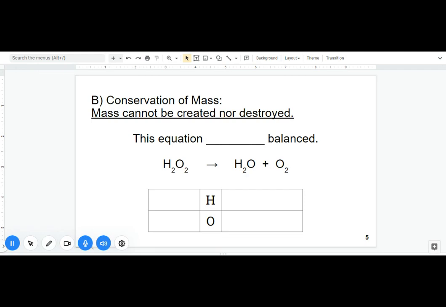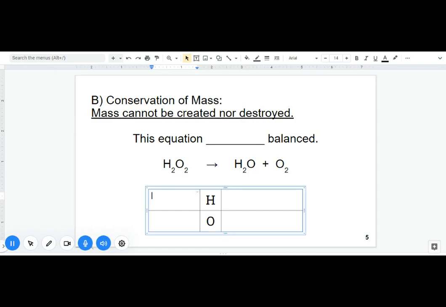So to determine if this equation is balanced, we want to check how many there are of each element on each side of the arrow, which represents what happens before and after the chemical reaction takes place. So before the chemical reaction takes place, we have 2 hydrogens and 2 oxygens. Since there's no coefficient, that means the coefficient is 1. So 1 times 2 is 2, and 1 times 2 is 2.